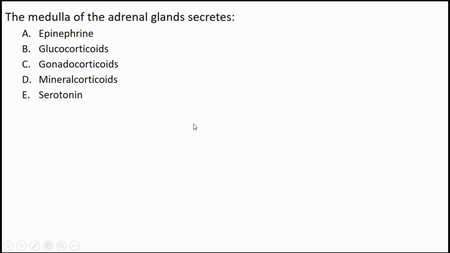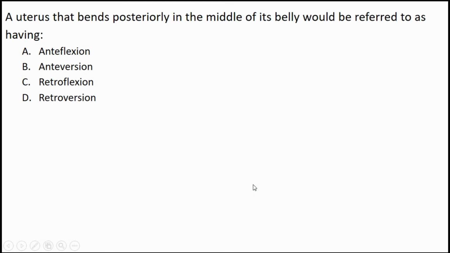All right, next question. The medulla of the adrenal gland secretes what? Secretes epinephrine. So the cortex secretes the glucocorticoids, gonadocorticoids, and mineralocorticoids. So epinephrine is the correct answer here. Question 16. Pause, come back when you're ready.